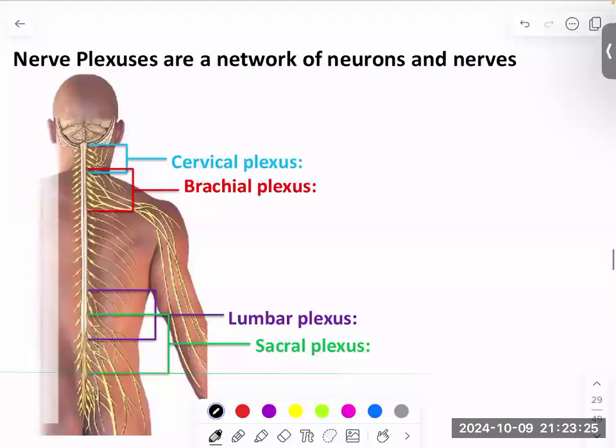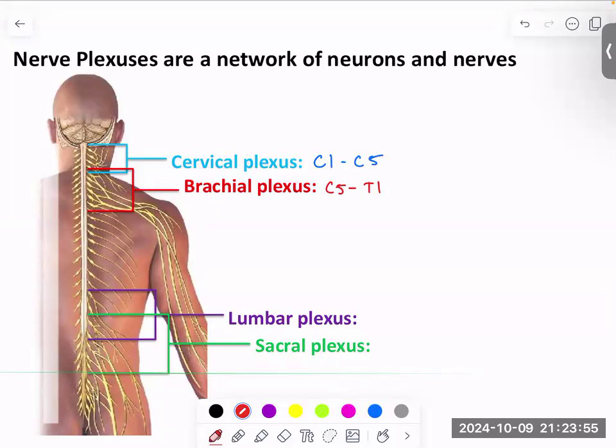Starting with what comes off the cervical plexus. The cervical plexus is made of the spinal nerves C1 through C5. The brachial plexus, that one goes to the arm. It is made of C5 to T1 spinal nerves. They are a group of nerves, a plexus, that go to the arm, and they make the individual arm nerves.